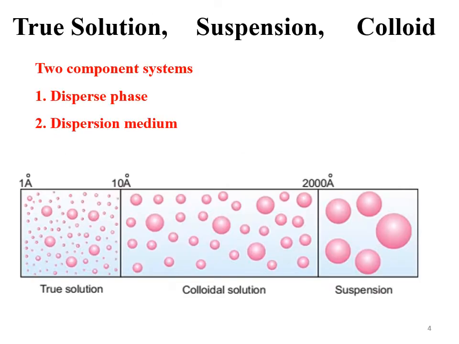First of all, let's recall some basic terms which I have discussed in the last lecture. The true solution, suspension, and colloid. It was discussed in the last lecture that these three systems are actually two component systems. It means each of these three, whether it's true solution or suspension or colloid, is a two component system where one component is the disperse phase and the other component was named as dispersion medium.